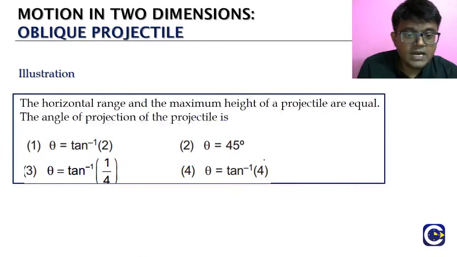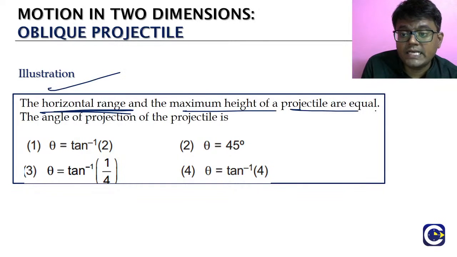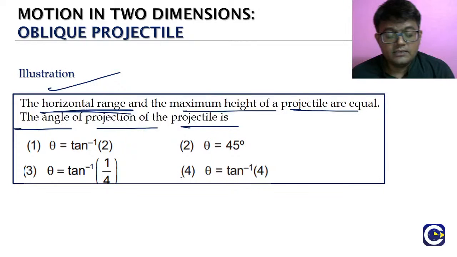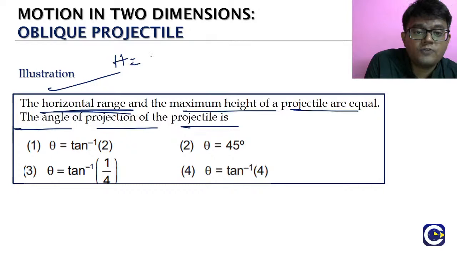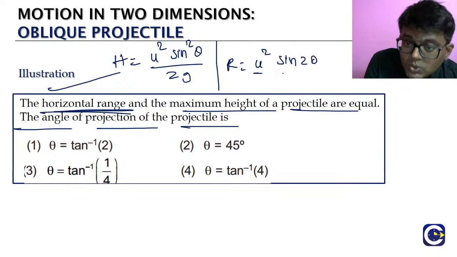Okay, another question. The horizontal range and the maximum height of a projectile are equal. Then what is the angle of projection of the projectile? Here we have two formulas. What is the maximum height formula? U square sin square theta by 2g. And what is the range formula? U square sin 2 theta by g.